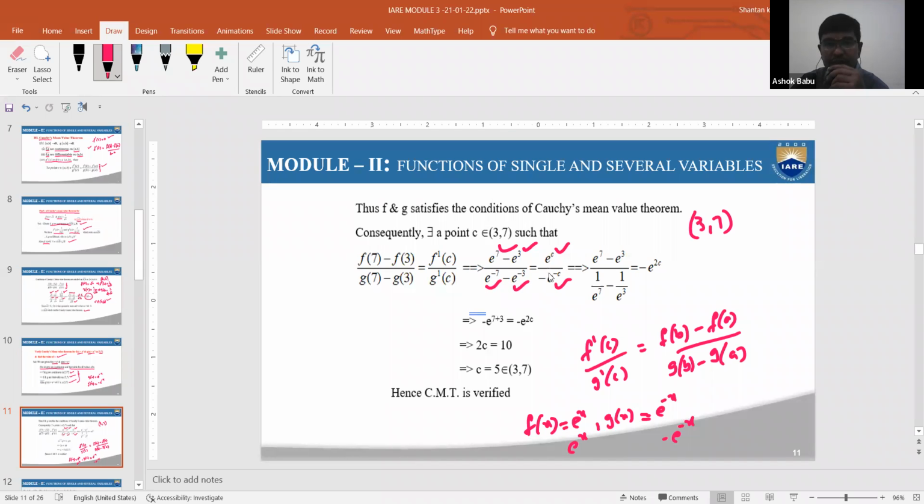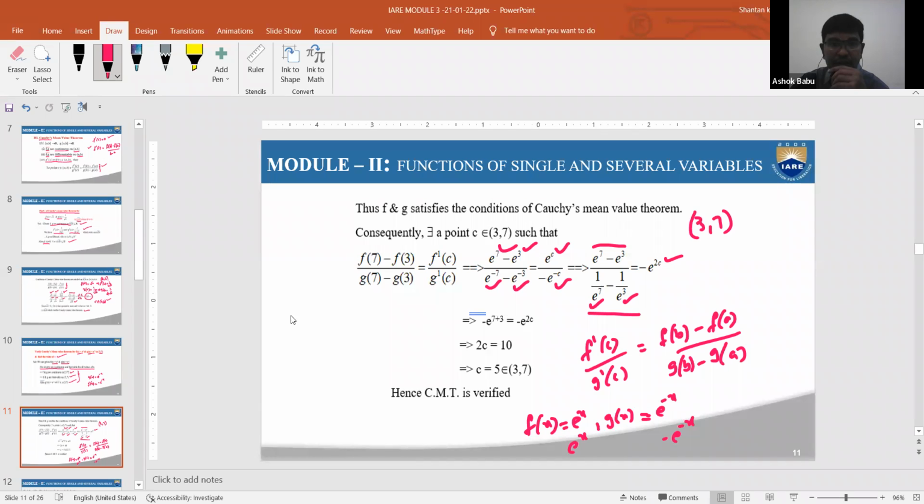And once again you need to simplify. Here e power 7 minus e power minus 3 is as it is, and the denominator e power minus 7 you need to treat as 1 by e power 7, and e power minus 3 you need to consider as e power 3 only. And on the right side, e power c, it is negative, so it comes to the numerator, that is minus e power c by denominator e power 1 by 1, e power c into e power c, it is minus e power 2c. And once again you need to simplify.